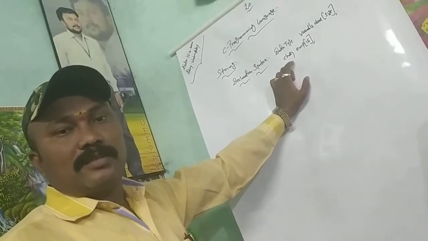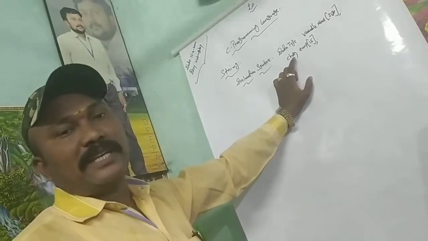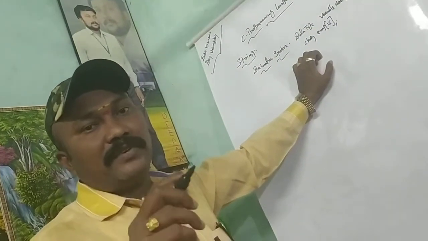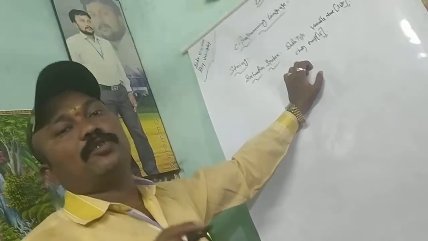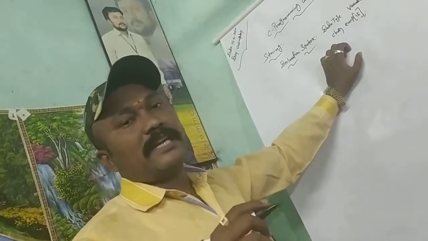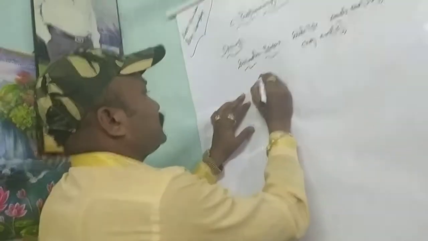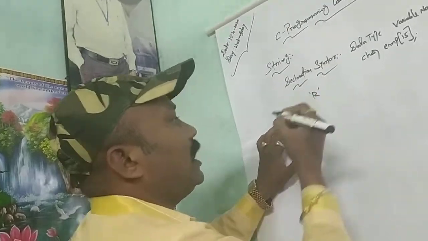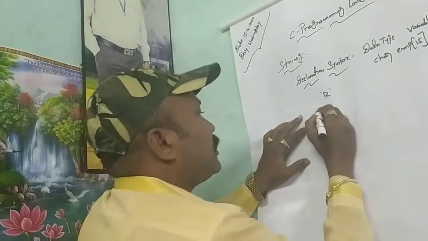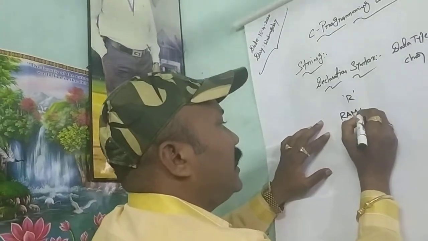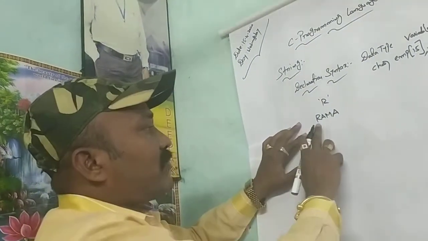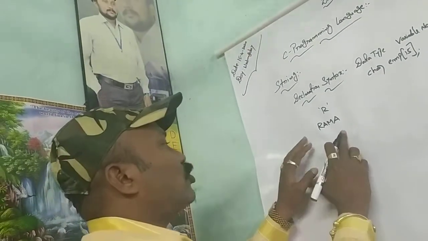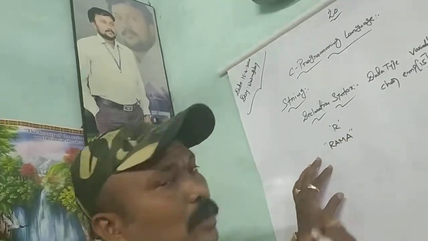Here string means group of characters, so the data type is character data type. Each and every character must be specified within single quotation marks. For example, R is an alphabetical letter, so it is defined within single quotes. That is a character. Then Rama, R-A-M-A, is a string, a group of characters. R is one character, A is one character, M is one character, A is one character. A group of characters is specified within double quotation marks.